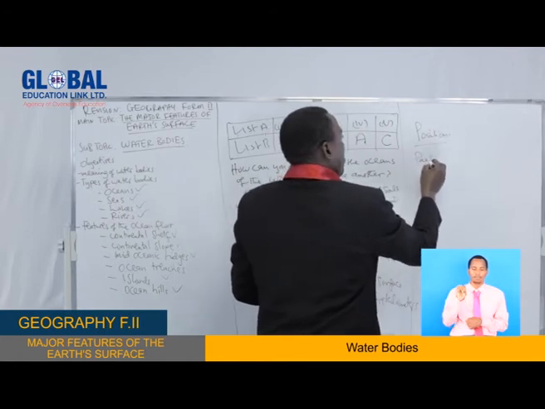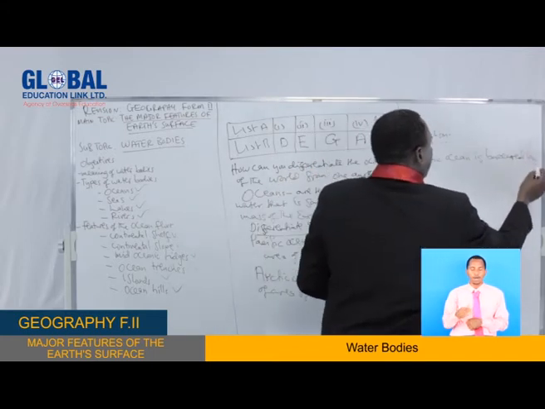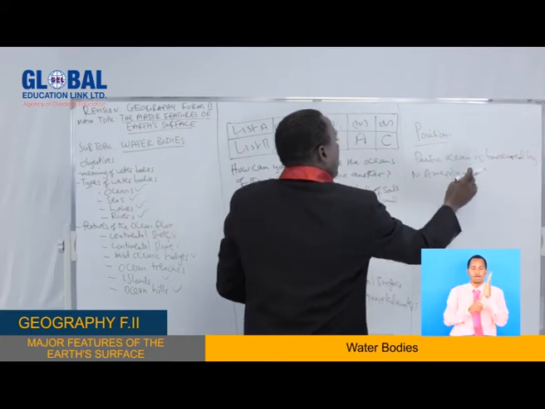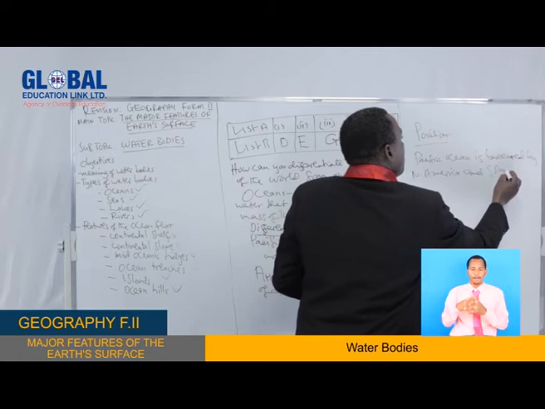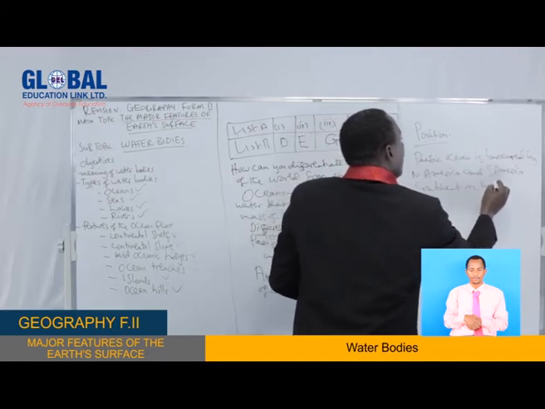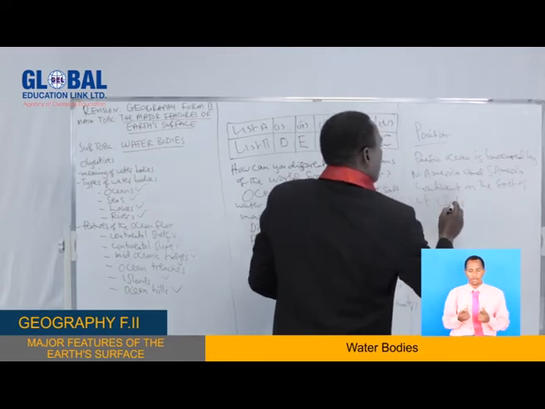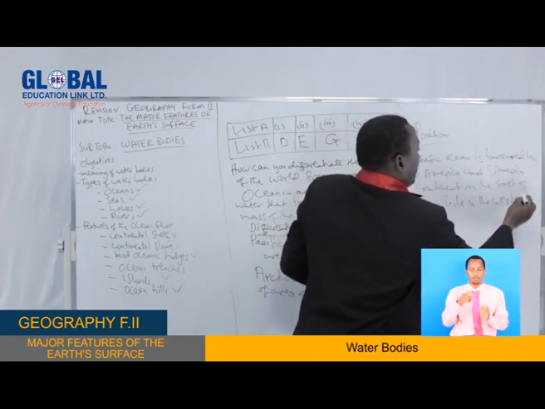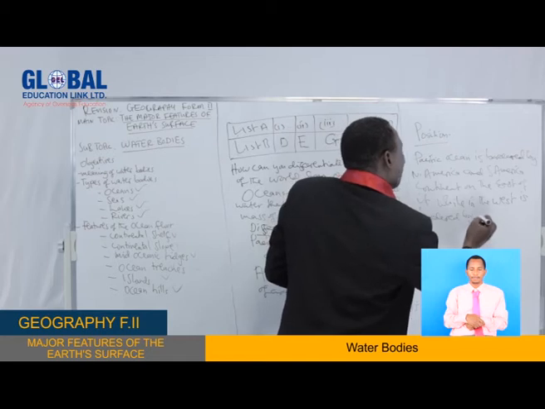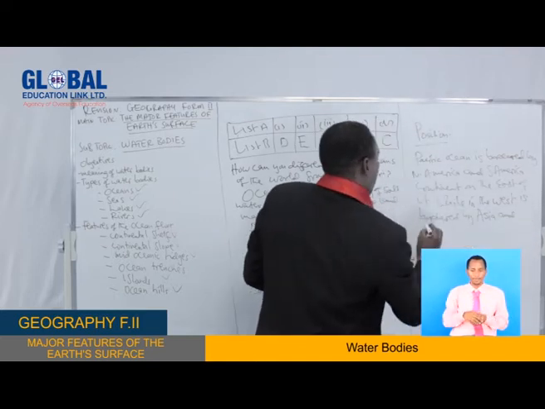I say the Pacific Ocean is bordered by North America and South America continents on the east of it, while in the west is bordered by Asia and Australia.